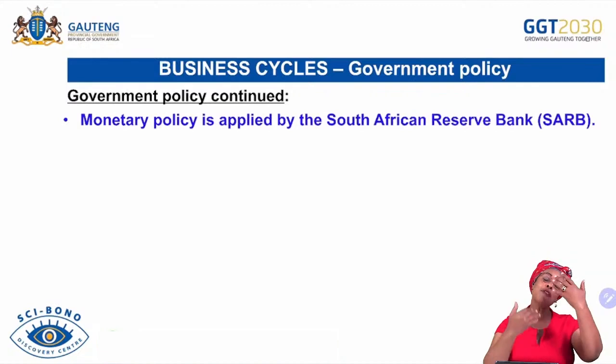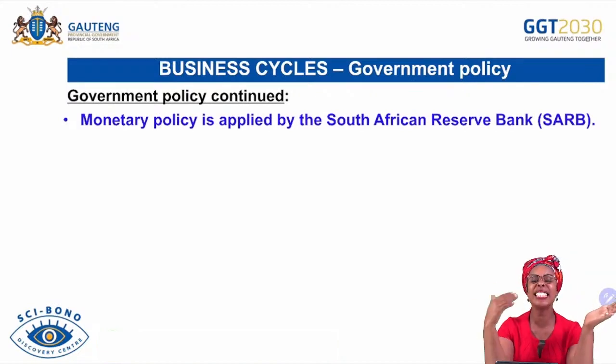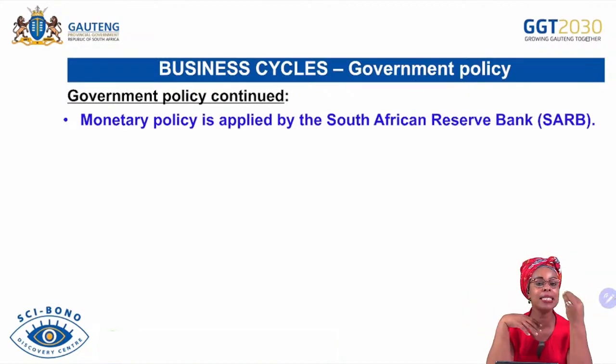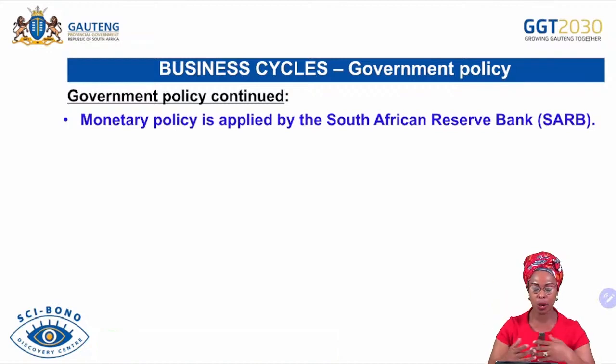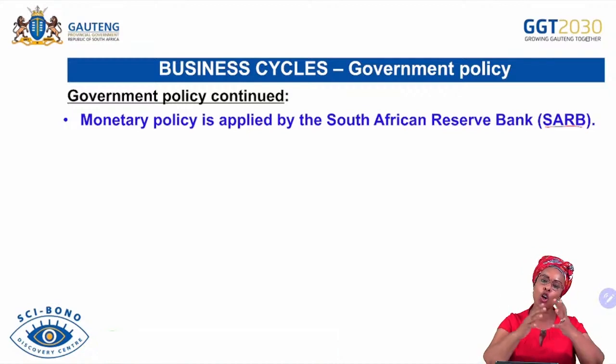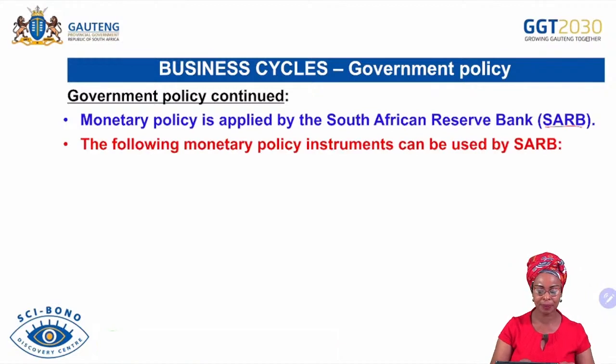So it is important for you to know who is implementing which policy. Like I've mentioned, we have monetary policy, we also have fiscal policy. You need to know who is implementing which policy. So let's start with the monetary policy. The monetary policy is implemented by our central bank, which is the South African Reserve Bank. Usually we use the abbreviation SARB. It is the one that implements the monetary policy in order to control the supply of money and even prices.